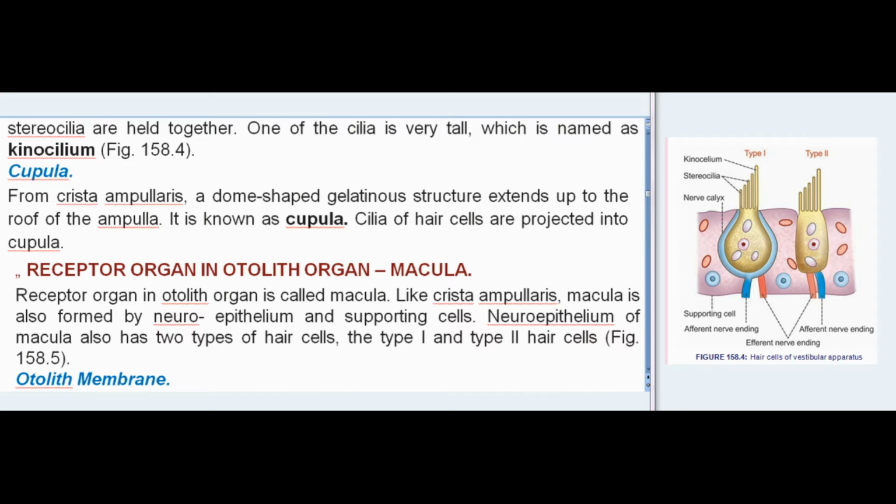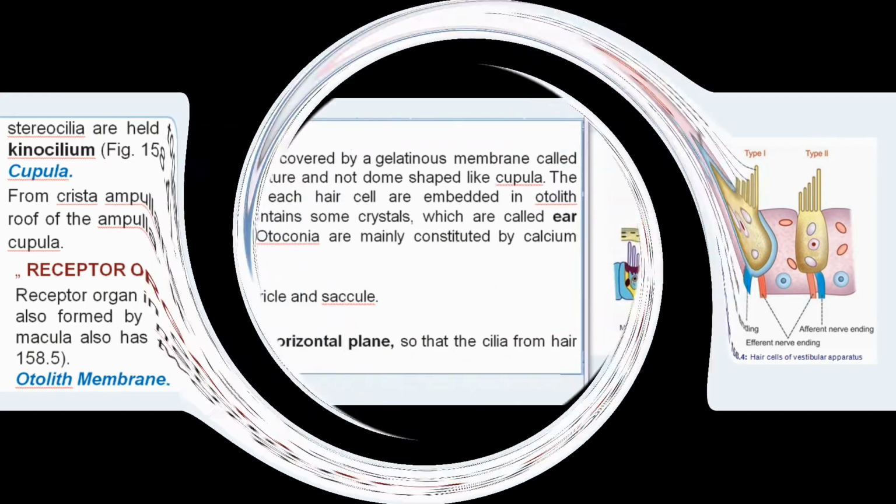Receptor organ in otolith organ, macula. The receptor organ in otolith organ is called macula. Like crista ampullaris, macula is also formed by neuroepithelium and supporting cells. Neuroepithelium of macula also has two types of hair cells, the type I and type II hair cells, Fig 158.5.